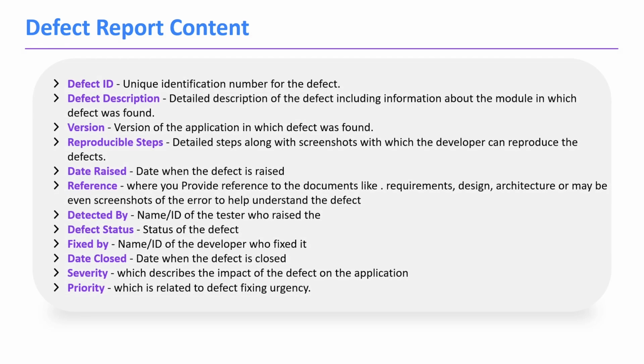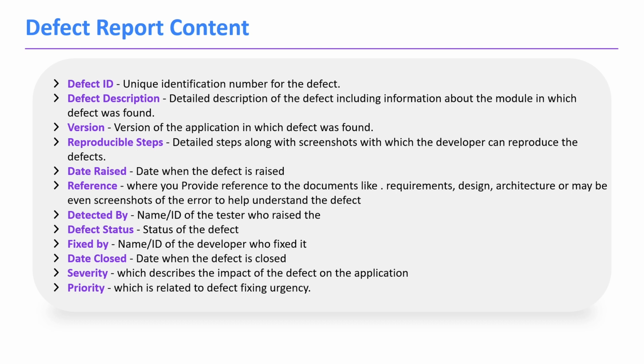Next we are going to see the defect report content. So what contents are available as a part of a defect report? First content is the defect ID. The defect ID is a unique identification number for the defect, a unique number given to your defect. So out of all the bugs, your defect is uniquely identified using this defect ID.